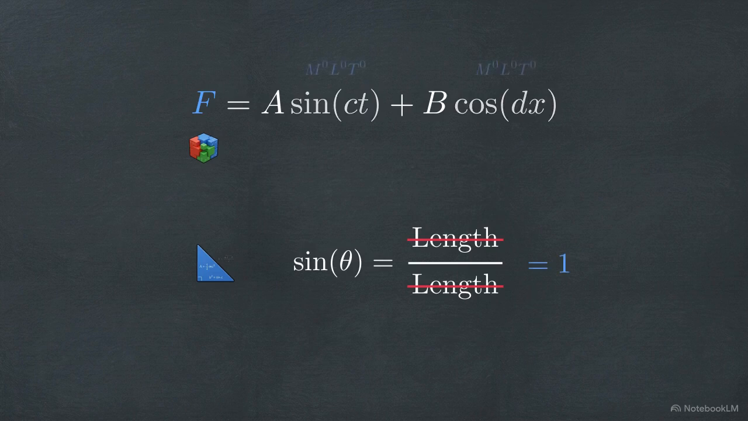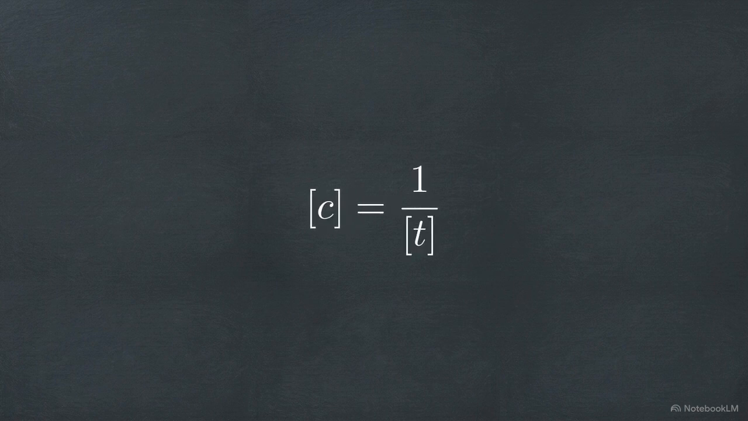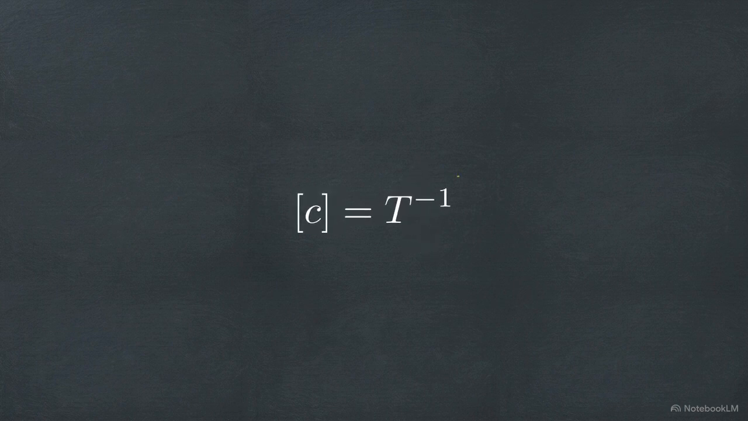The trigonometric functions in this formula are dimensionless. Because a sine function represents a ratio of two lengths, the units cancel out, leaving the function and its internal argument with no physical dimensions. To solve for c, we extract the argument ct. In dimensional algebra, dimensionless is represented by the number 1, the identity. Setting ct equal to 1 and rearranging gives us c equals 1 over t, or t to the negative 1.